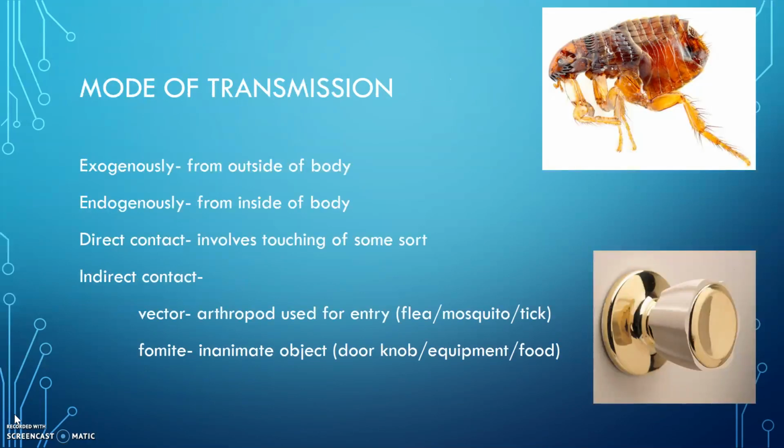Mode of transmission is how they move around into the body. Exogenously is from outside of the body. Endogenously is from inside of the body. Direct contact involves touching of some sort. In indirect contact, a vector is an arthropod that's used for entry, such as a flea, mosquito, or tick. And a fomite is an inanimate object, such as a doorknob, equipment, or food.